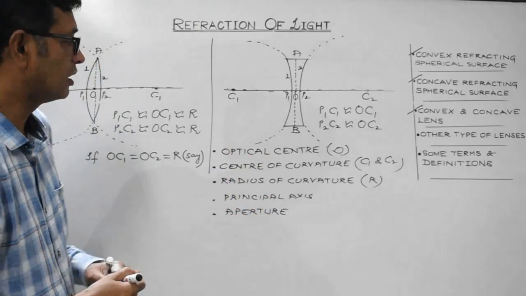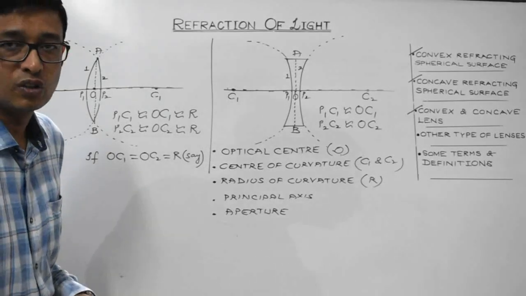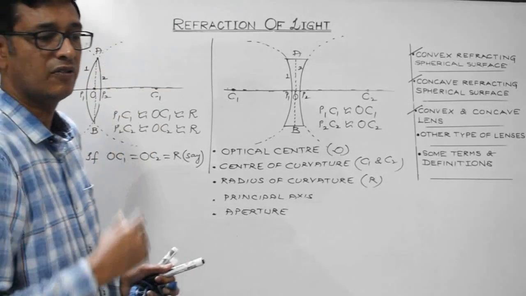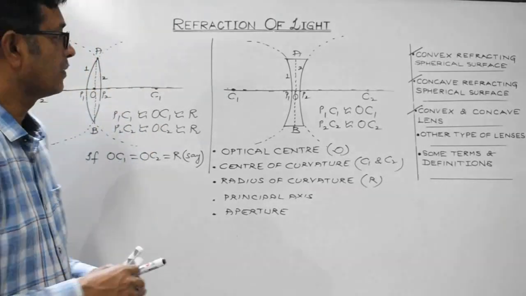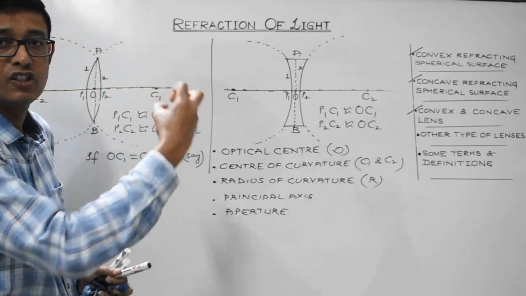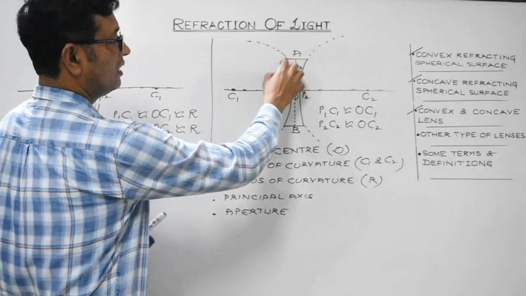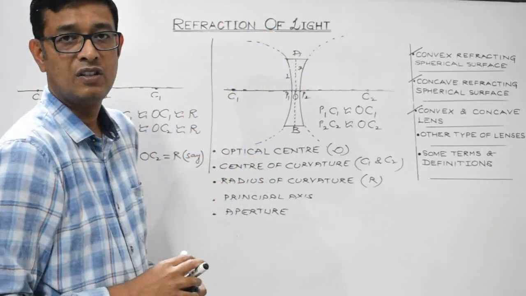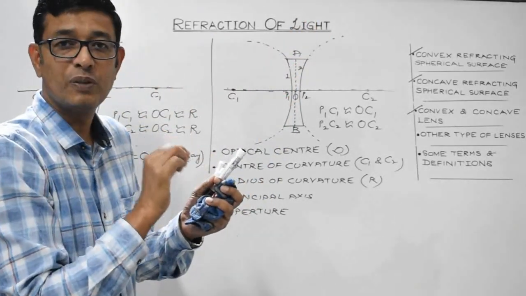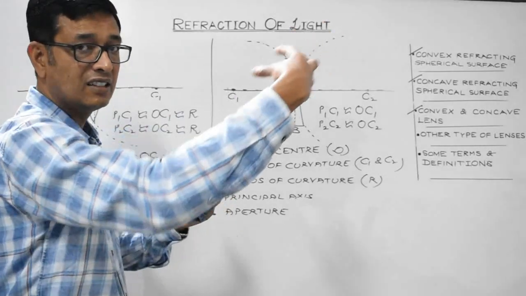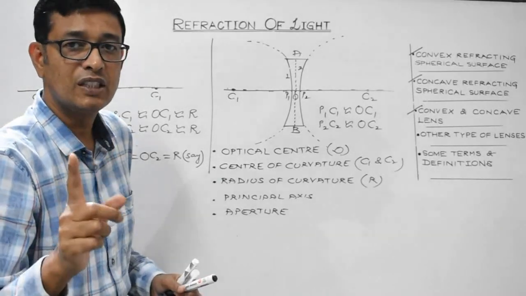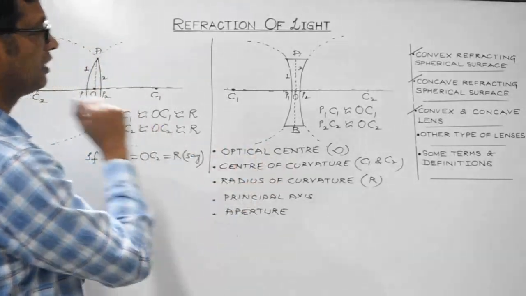There's another very, very important definition, and that's principal focus. Principal focus means, as we have studied in reflection, in case of mirrors as well. When a parallel beam of light is incident over here, the convex lens will tend to converge the refracted rays, while in this case, the refracted rays will get diverged. It will appear to be coming from a particular point on the principal axis. So that particular point on the principal axis at which the rays either converge or appear to diverge is known as the principal focus. So that also we'll discuss.